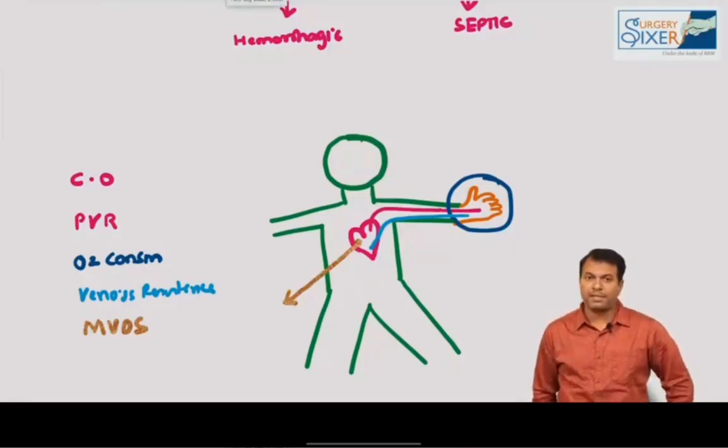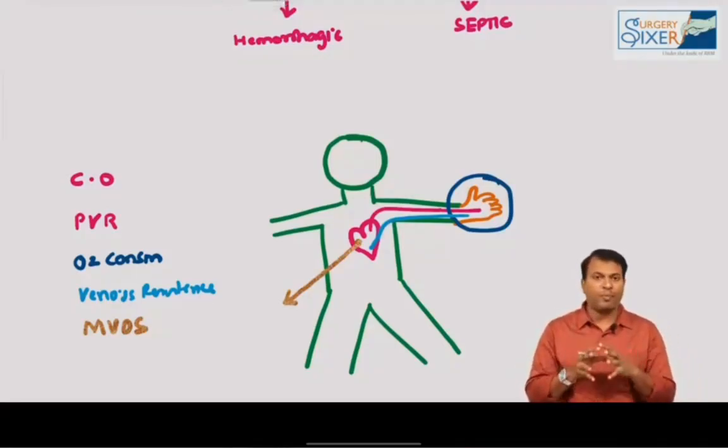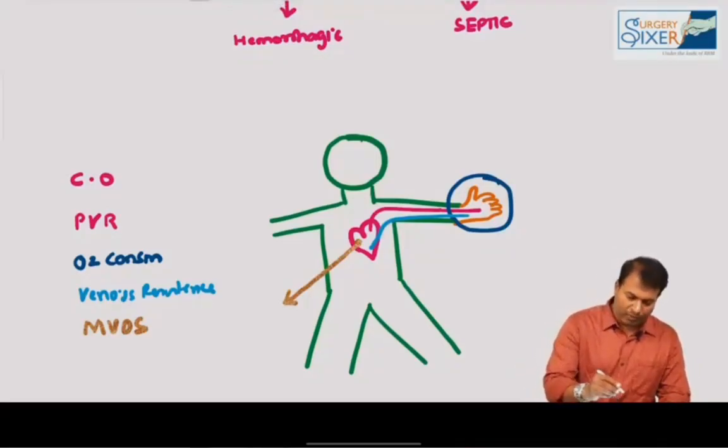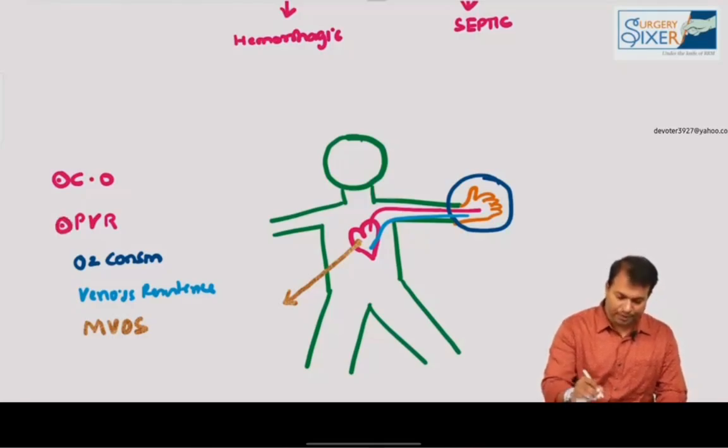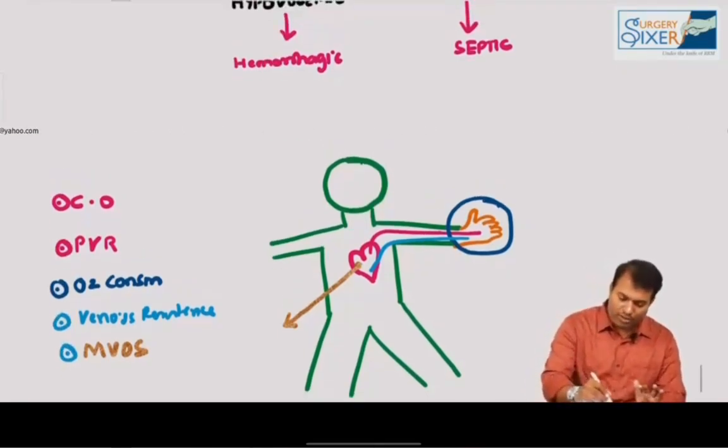I'm giving 100% oxygen to a patient. I'm taking a sample of blood and I will now measure the mixed venous oxygen saturation. So please don't forget: cardiac output, peripheral vascular resistance, oxygen consumption, venous resistance, and mixed venous oxygen saturation. We are going to discuss these for these two shocks now.